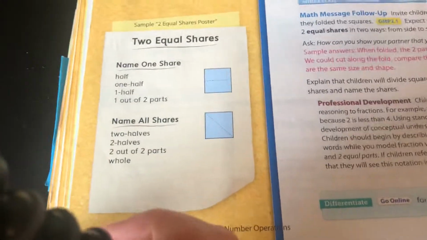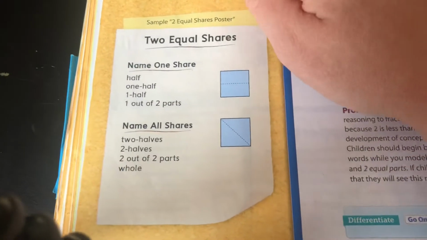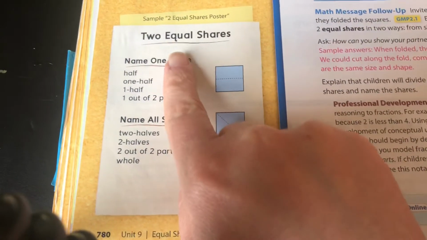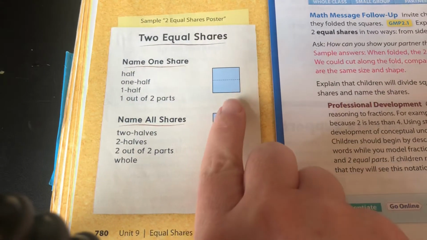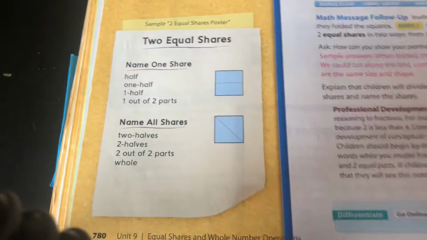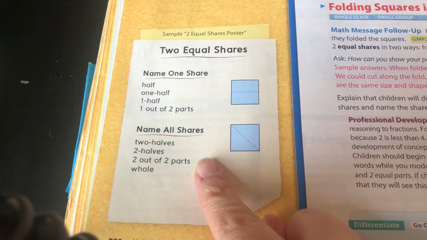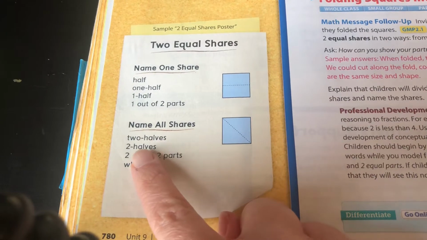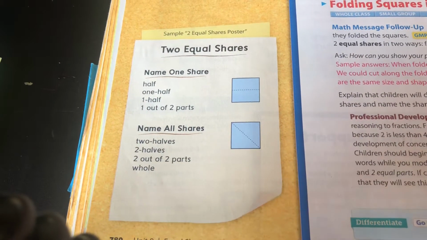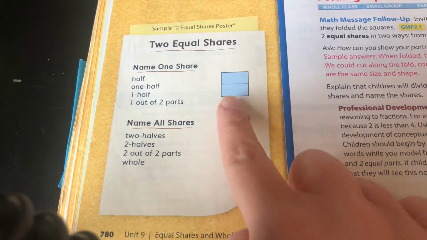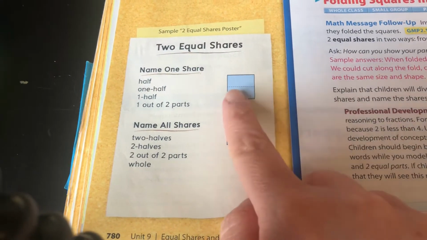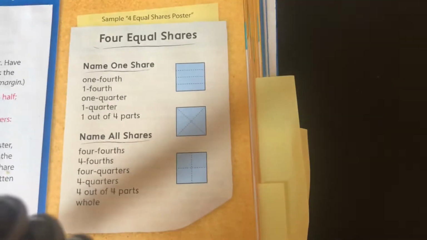So these are posters I would show you if we were in the classroom. They're in my math journal or my manual right now. For two equal shares, if you name one of the shares, just one, see how it's divided into two. If you name just one of them, could be any of these names. Half, one half, with the number one out of two parts. When you're naming all the shares, it would be two halves, with the number two out of two parts, or one whole. And so for this one, they show you two different ways to divide this square, diagonal and then going straight across.